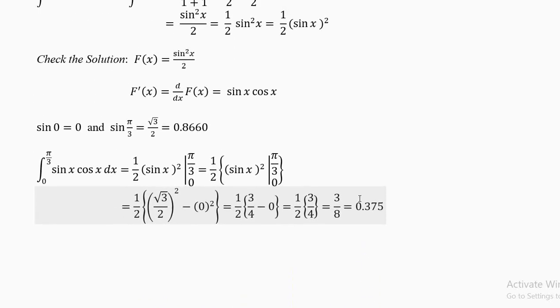This is the last example. We'll do similar definite integrals from time to time.